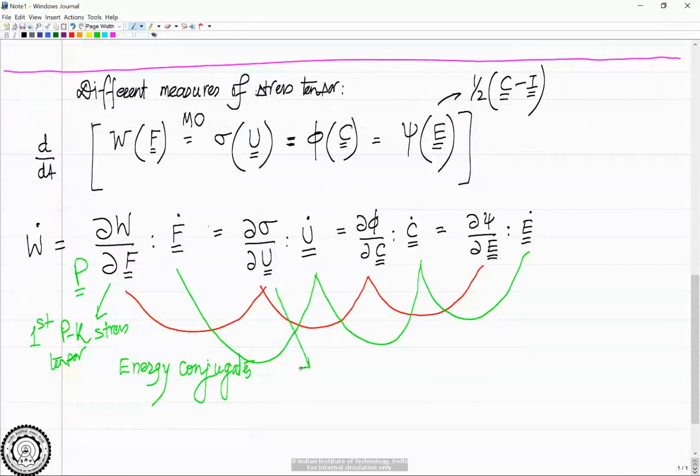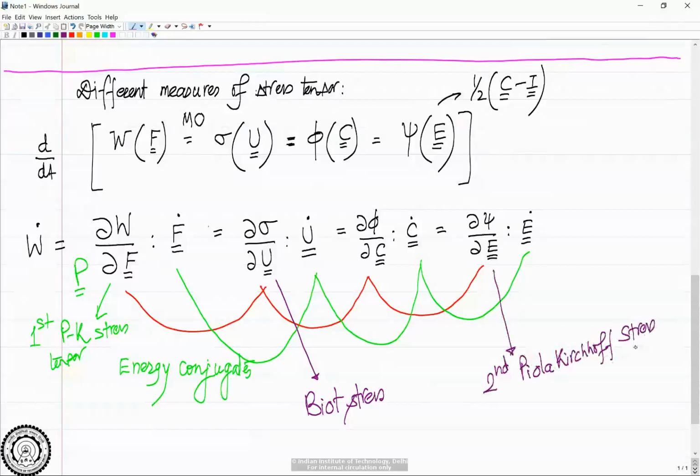This one has also got a name. Maybe I should use another color. This is called the Biot stress, which is the conjugate of U dot. Okay, this one is called the second Piola Kirchhoff stress tensor, and let us denote this by S. And this is the conjugate of the Green Lagrange strain tensor rate, E dot.